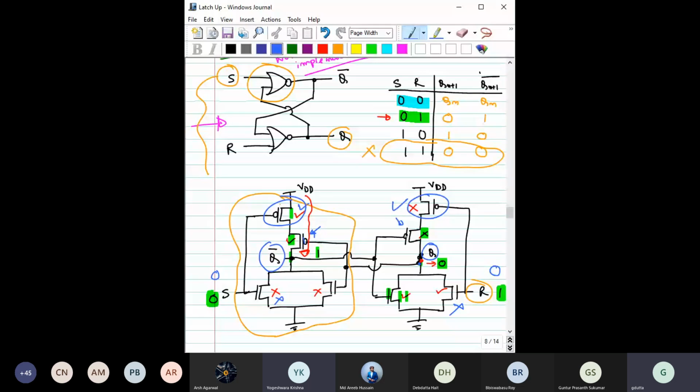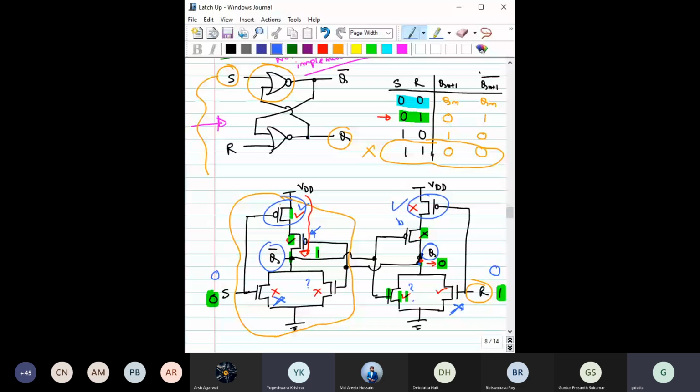Similarly, it is not connected with ground as well, because this transistor is already off, this transistor is already off, and we do not know the status of these two transistors. So we can comment what would be the value of this Q and Q bar, right? Here comes the previous state.